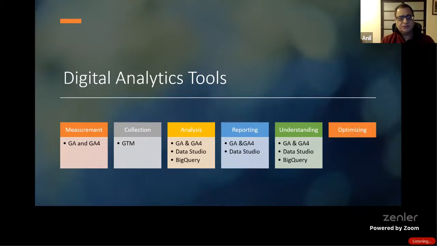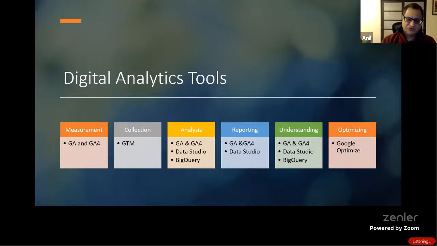Then finally is the process of optimizing. This is where Google Optimize comes into play. I should also put Google Analytics and Google Analytics 4, but really what you're doing here is, Google Optimize is a way for you to conduct experimentation, create personalized experiences, etc. So you can do A/B testing, multivariate testing, and personalization in Google Optimize.